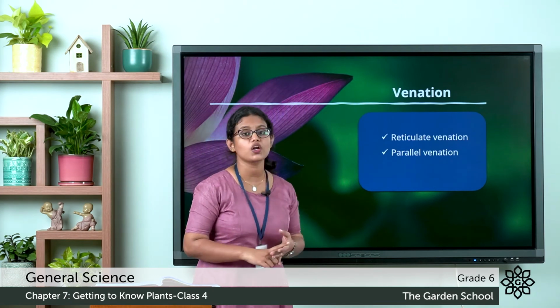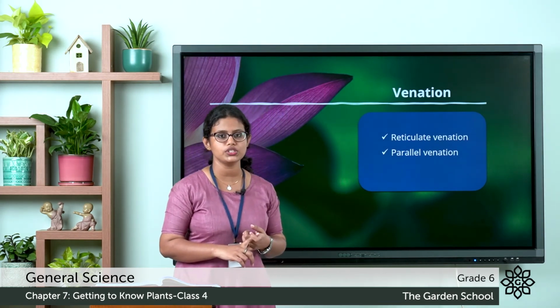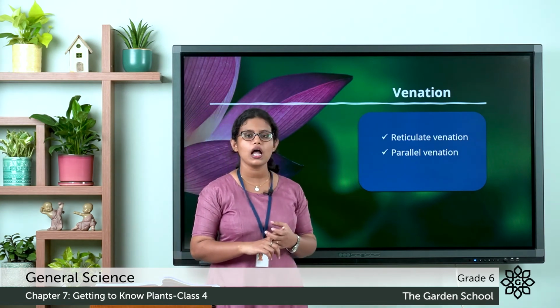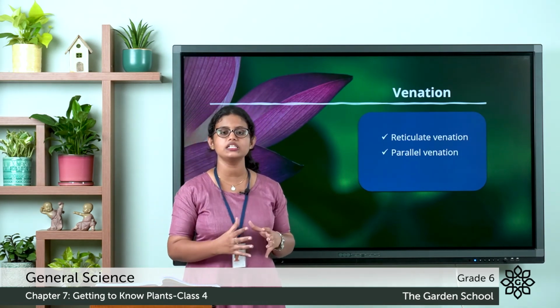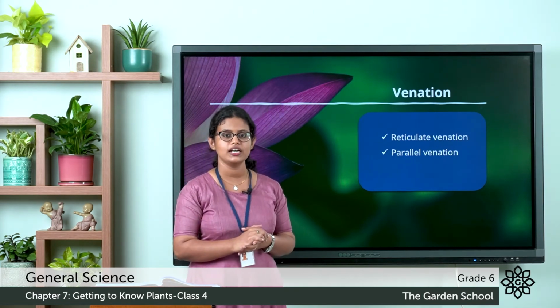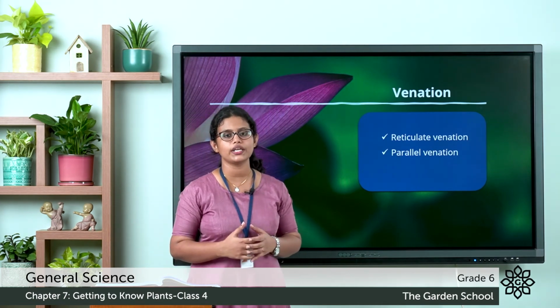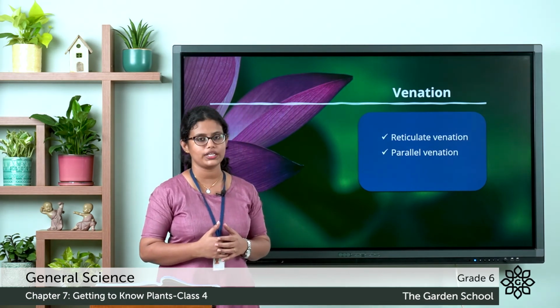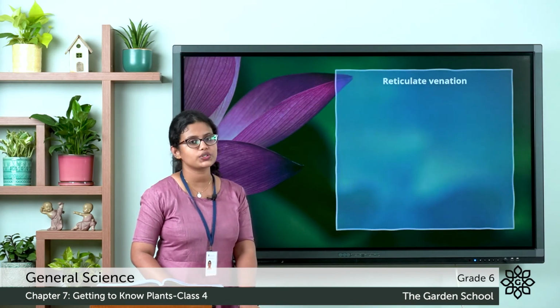Venation is of two types. The first one is reticulate venation and the second one is parallel venation. So what is venation? The leaf veins arranged in a definite pattern is called venation. It can be of two types, reticulate venation and parallel venation. Let's see the first one, reticulate venation.